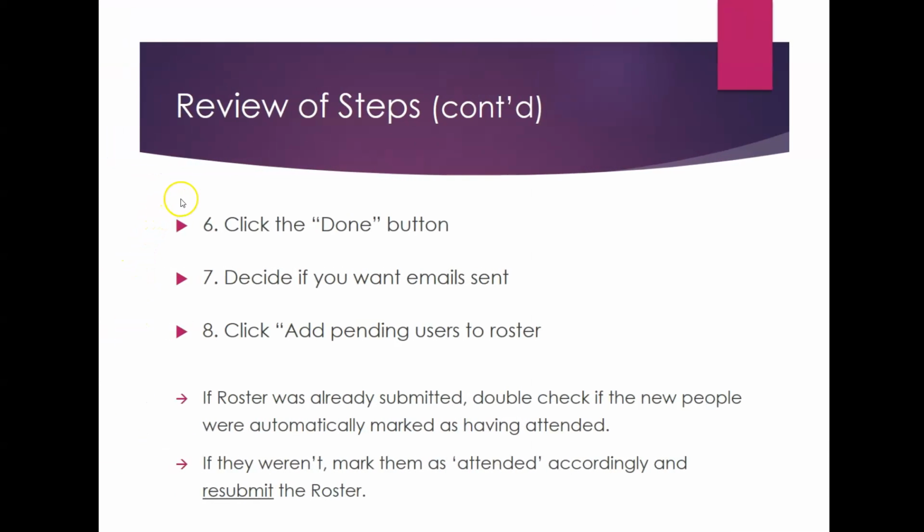Once you have everyone on the list, scroll down to the bottom of that pop-up window and click the Done button. Be sure to click the Done button and not the Close button. Next, you'll decide if you want emails sent to the attendees. You will either keep the box checked or uncheck it accordingly. Then, click the button for Add Pending Users to Roster. If you had already submitted the roster, double-check if Cornerstone marked these new people as having attended. You may need to go in and mark them as having attended yourself, in which case you'll need to resubmit the roster.